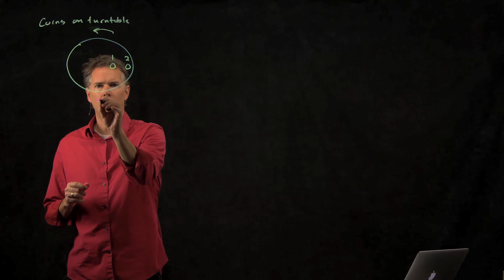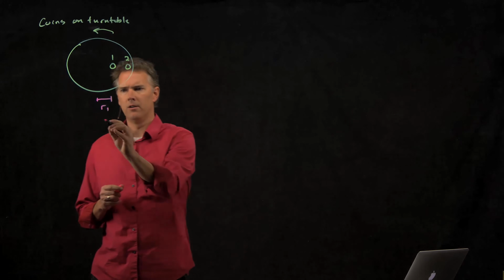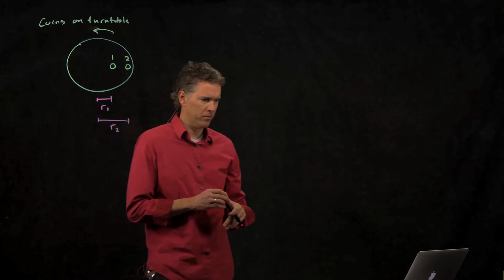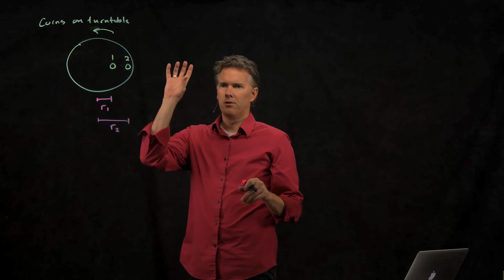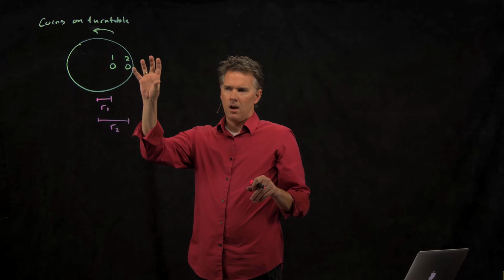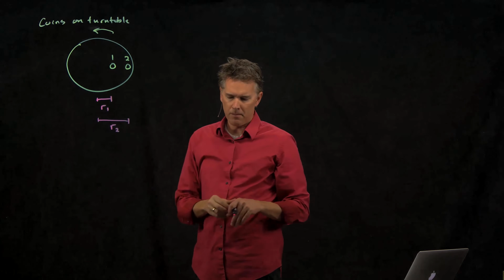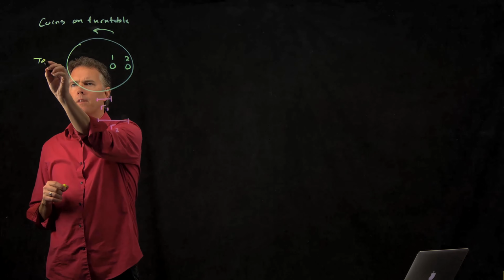So R1 will be how far coin 1 is from the center. R2 will be how far coin 2 is from the center. When I think about this problem, I am thinking about it from the top view here, but it might be good to also have a side view.